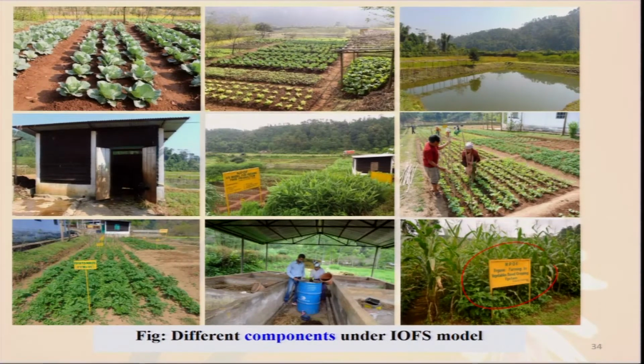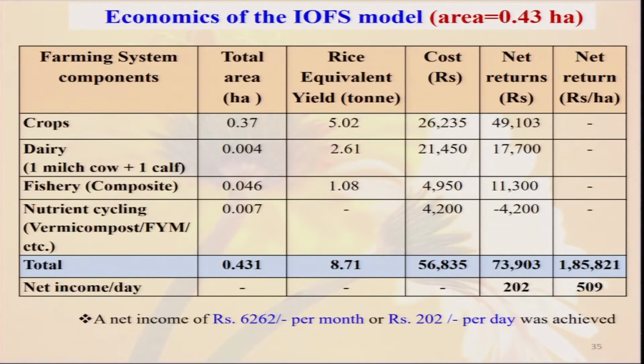So all of the units and different components come together in a holistic approach in the same place, so that our system will be better as compared to monocropping or single cropping. We have also analyzed the economics of one model. The model is 0.4 hectare. So we are getting different types of yield.